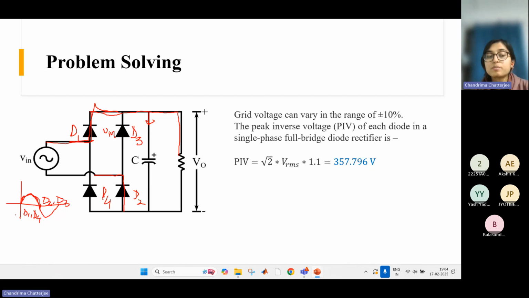So what is the peak voltage that the diode has to block? That is at this point, when the sinusoid reaches its peak. And that peak voltage is root 2 times VRMS. We know the peak value of the sine is root 2 times VRMS.